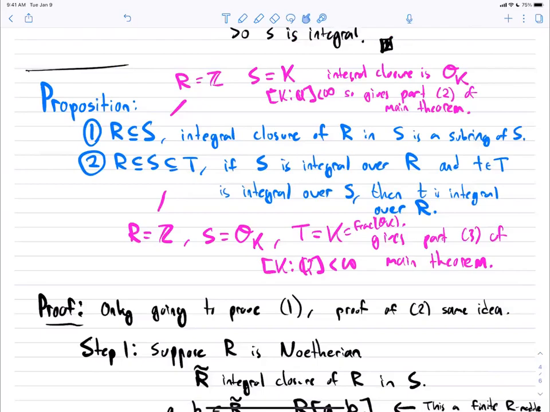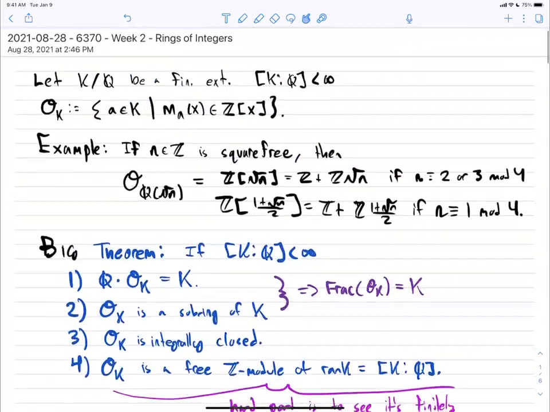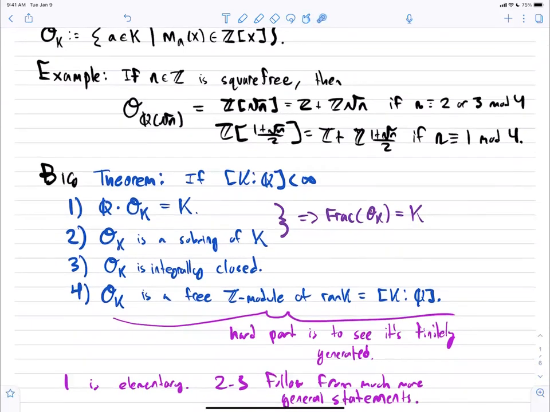So let me scroll back up to the main theorem so we can see where we're at. Okay, so we did part 1, that was the easy thing. We did part 2 and part 3 now. So we saw O_K is a subring of K and that it's integrally closed. That followed from a much more general statement about integral closures and rings. So this is just a very general commutative algebra statement. But now we need to see this last part. We need to see that O_K is a free Z-module of rank [K:Q].